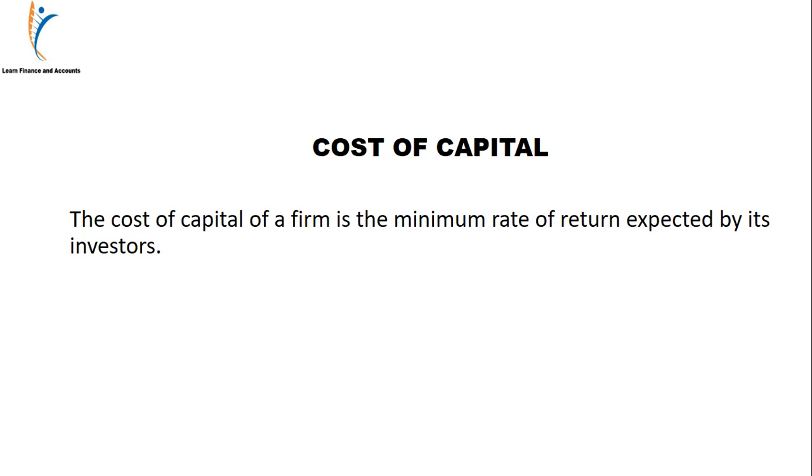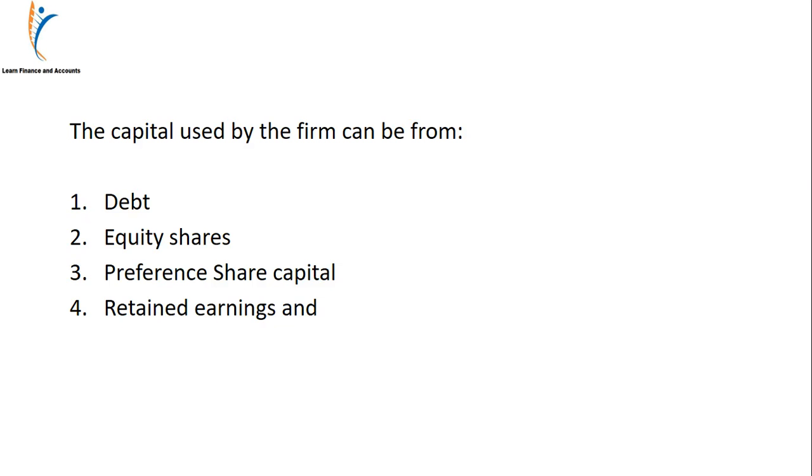Now, we are going to discuss this in detail. See, the capital used by the firm can be from debt, equity, preference share capital, and retained earnings. Let us know more about these four sources. The first source is debt. See, debt is a kind of loan. When you have to start a business, then you need money or capital.